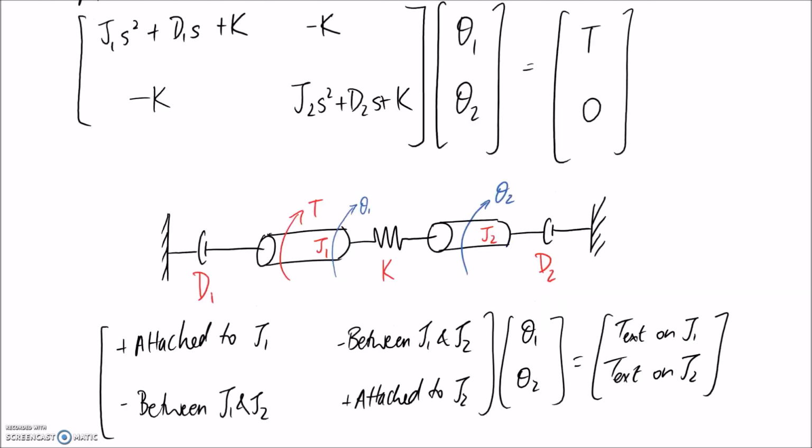So I've just quickly noted down the pattern here. You can see that on the diagonals, we've got everything that's attached to our various different inertias. And then on the other sides, reflected across the diagonal, we have the negative of what's in between those components. Theta 1 and theta 2 are the angles, and on the right-hand side, we're going to pick up any external torques applied to our system. We had an external torque applied to J1, so that's why the T appeared. We had no external torques on this one, so that's why this ended up being 0. So that's basically the pattern, so you can double check that you've got everything that you need within your equation.